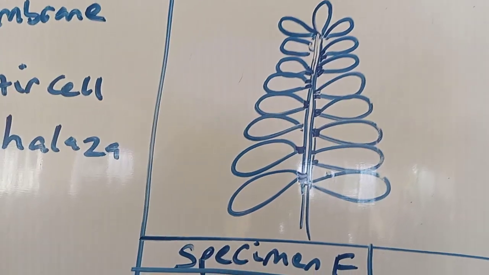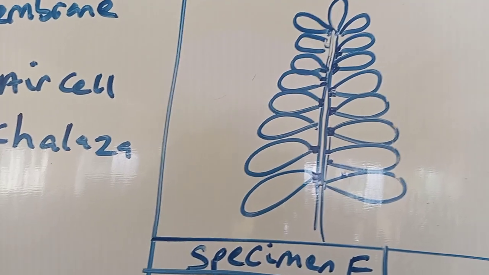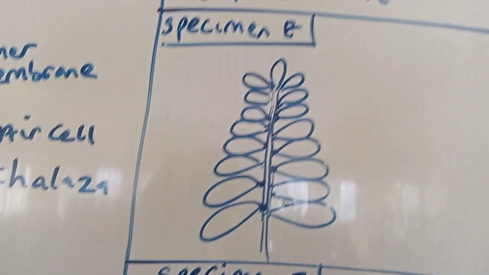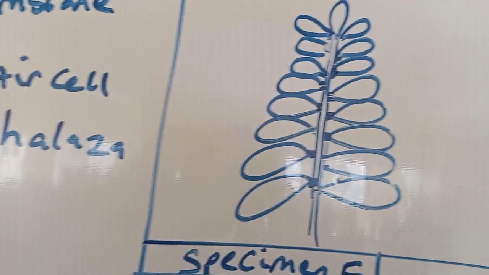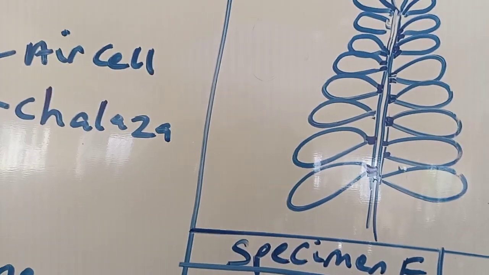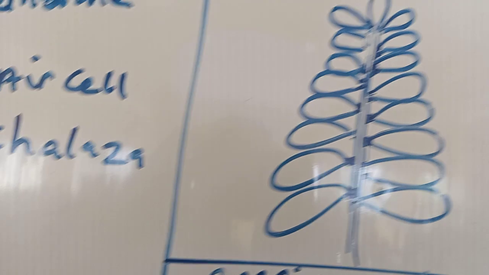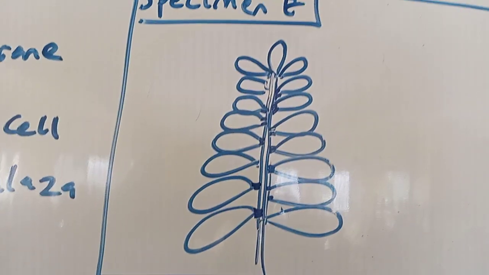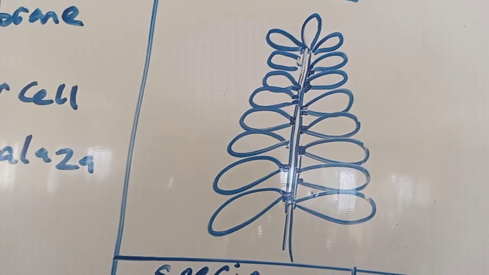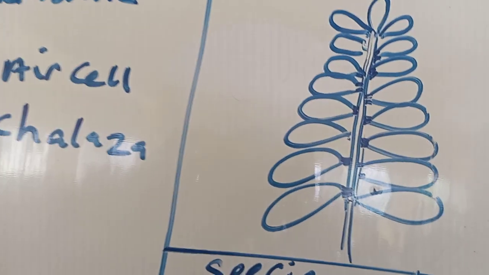If you boil the leaf and apply drops of iodine, it turns blue-black. It indicates that starch is present. I believe you know that. So the type of leaf of the Pride of Barbados is a compound leaf. Let's talk about the features of the leaf, specimen E.